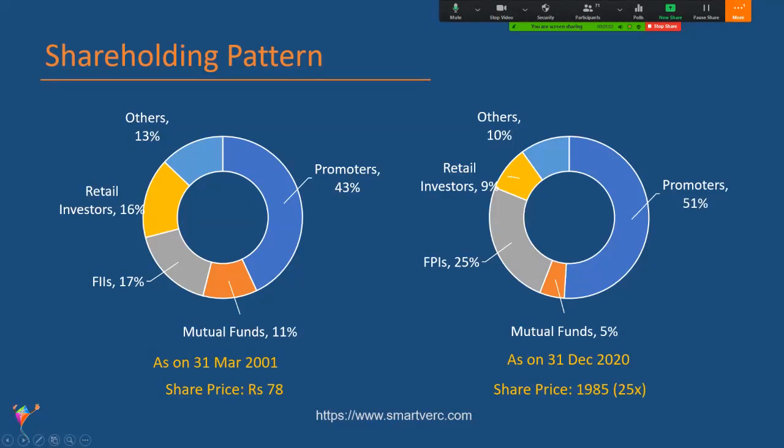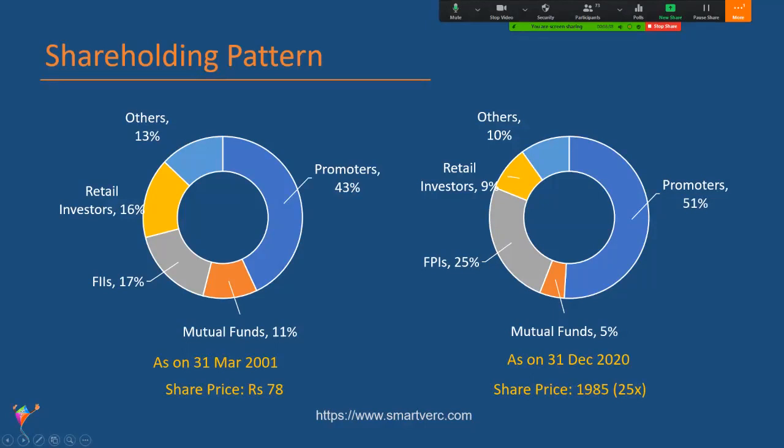From 43% to 51%, and promoters are still holding the shares, right? Mutual funds, I'm very sure hardly there is any mutual fund which is holding stock of Reliance Industries for these last 20 years. Keep on changing. Mutual funds themselves keep on changing, and in fact, their stake has also reduced by more than 50%, from 11% to 5%. And then we have FIIs. FIIs have increased their stake, but again, there is very low probability that any FII is still holding the shares for the last 20 years.